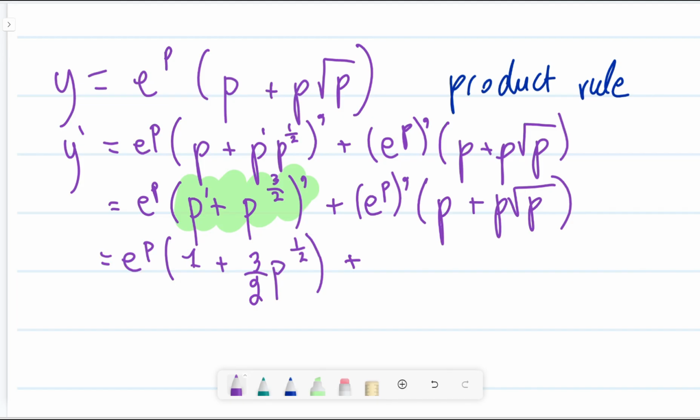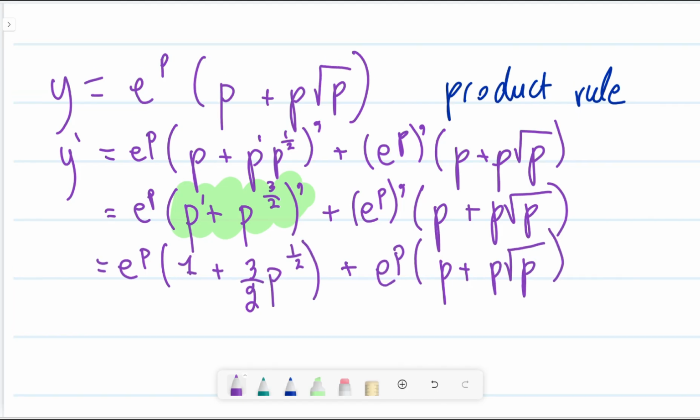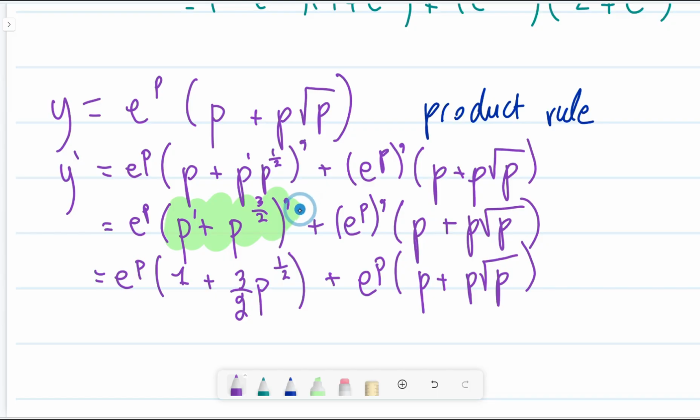I continue. We already established that e to the power of something stays the same, times (p plus p square root of p). And this is our answer.